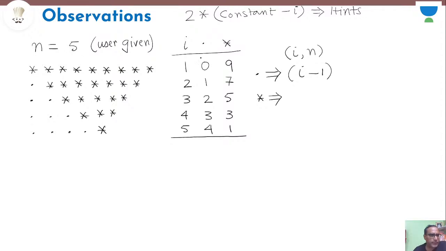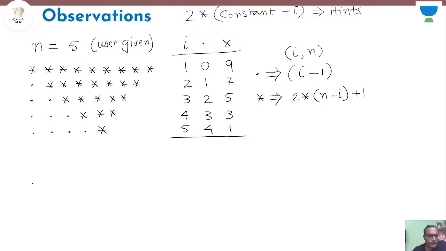5 minus 1, here constant is 5 actually. 5 minus 1, 4, into 2, 8, plus 1, 9. 5 minus 2, 3, into 2, 6, plus 1, 7. 5 minus 3, 2, into 2, 4, plus 1, 5. 5 minus 4, 1, into 2, 2, plus 1, 3. 5 minus 5, 0, into 2, 0, plus 1, 1. So it will be 2 star n minus I plus 1. That is the logic.